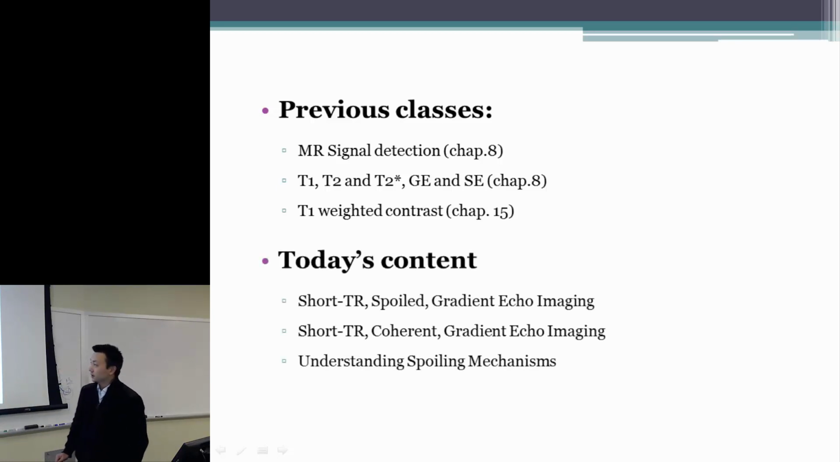So today's content is mainly three parts. The first part is to introduce the short-TR spoiled gradient echo imaging. Then the second one is the short-TR coherent gradient echo imaging. And the last part would be to understand the spoiling mechanisms for the first part.